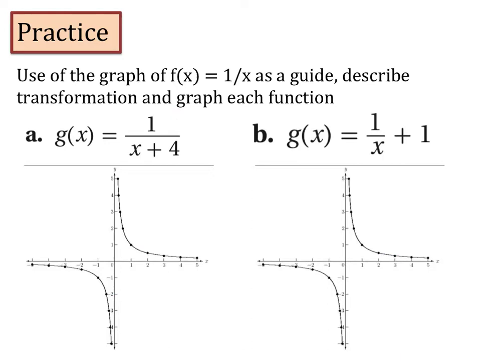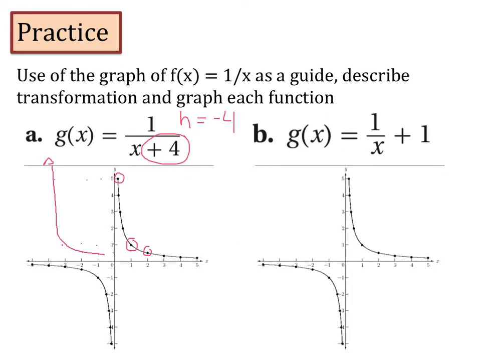Now let's actually make some graphs and show what this is going to look like. We're going to use f of x equals 1 over x as our guide, describe the transformations, and then graph each function. In example A, we have a plus 4 here, so our h is going to be negative 4. This means every single point moves 4 units to the left. I'll take this point here and move it over 1, 2, 3, 4. Take this point here, move it over 1, 2, 3, 4. And then I'll work with this point here, move it over 1, 2, 3, 4.